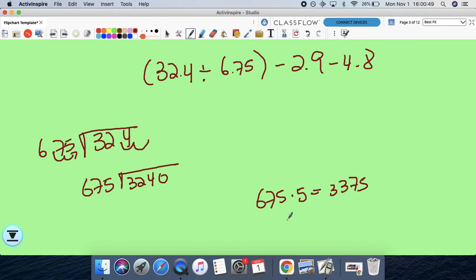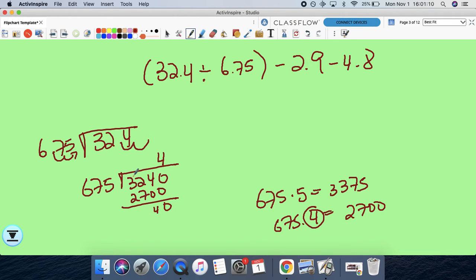3,375, sorry. 675 times 4, let's see what that is. 675 times 4 is 2,700. So 5 is too much, we have to use 4. So we put a 4 right here. It's going to be 2,700.